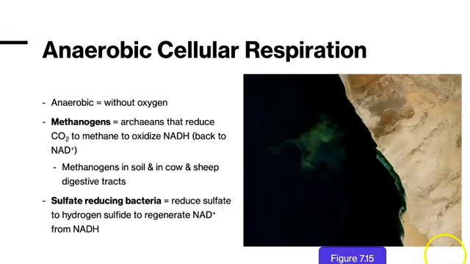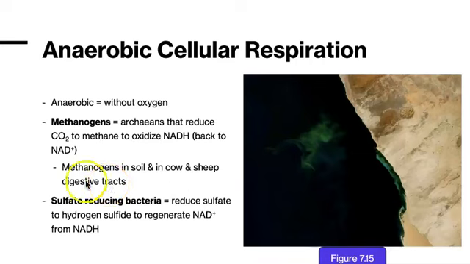So we'll start off with anaerobic cellular respiration. Anytime we see this word anaerobic, it means without oxygen. And so we're going to see a lot of organisms within the domains of bacteria and archaea that are going to utilize anaerobic respiration. An example would be the group of methanogens, which are archaeans that reduce carbon dioxide to methane to oxidize NADH back to NAD. And they're going to be found within soil and in cow and sheep digestive tracts.